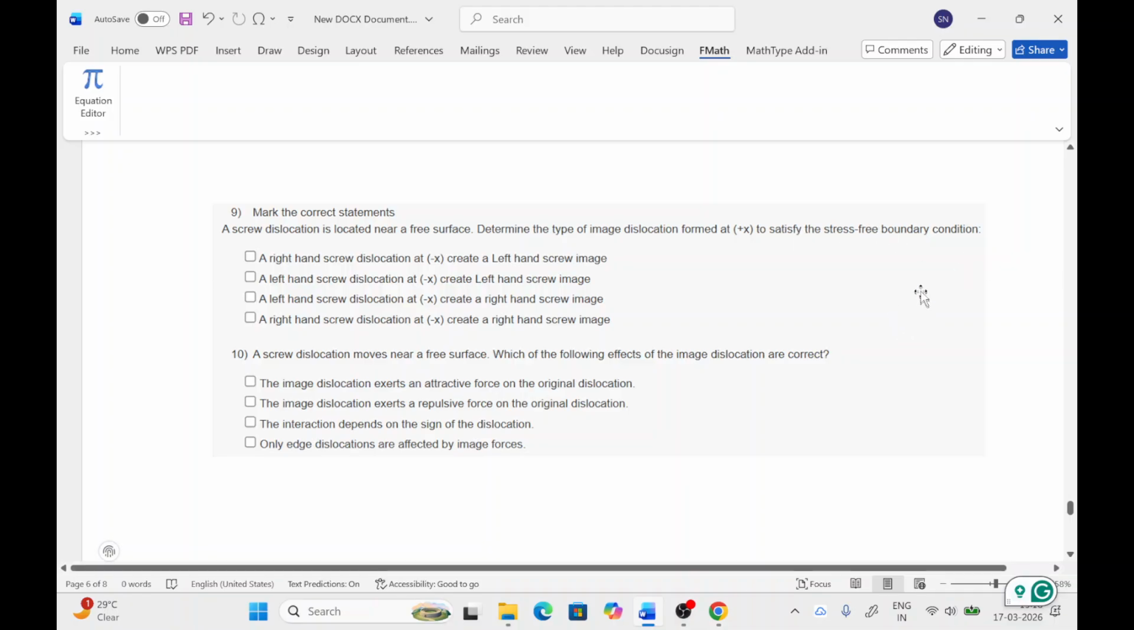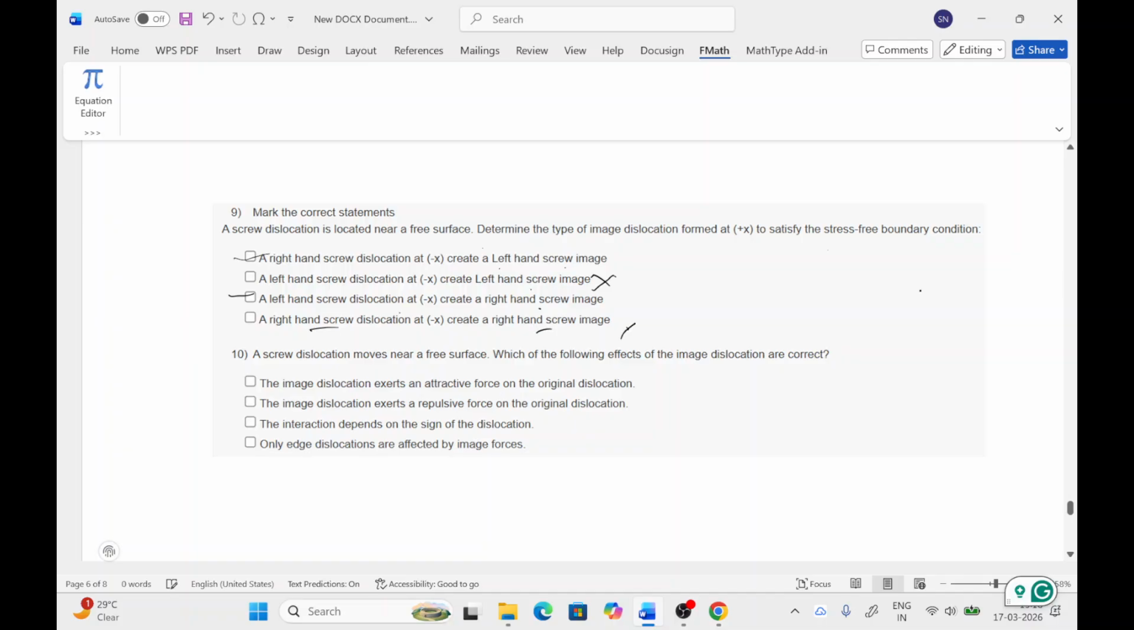Two more questions. In the ninth question, we have to mark the correct statement. It is also the same as previous: a right hand screw dislocation is located near a surface. Determine the type of image dislocation at plus x to satisfy the stress-free boundary condition. So a right hand screw dislocation creates a left hand screw image. So this is correct. Left hand screw creates left hand, so this is wrong. Left hand screw dislocation creates a right hand screw image, this is correct. And right hand screw, this is wrong. So A and C options are correct.